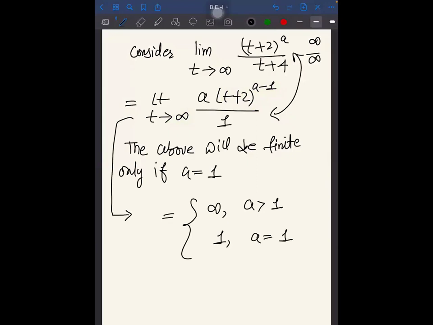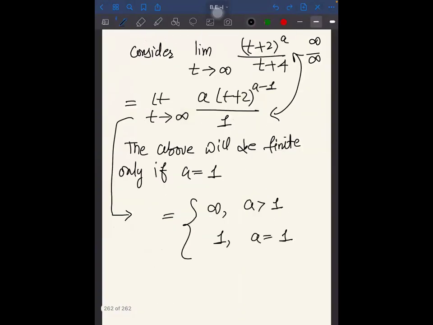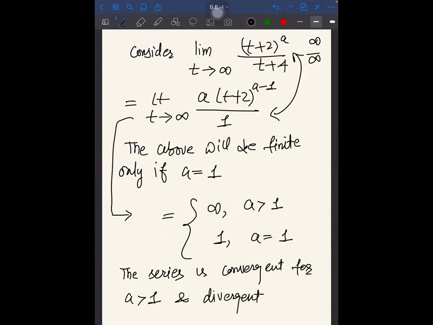So I would say that our given series, the series we started from, which depends upon this integral, is convergent for a equal to 1 and divergent for a greater than 1.